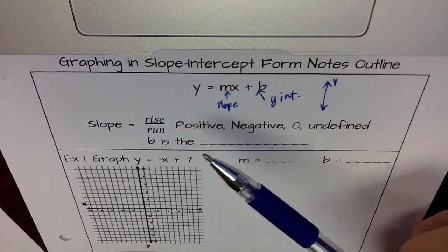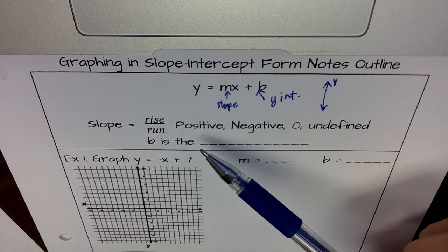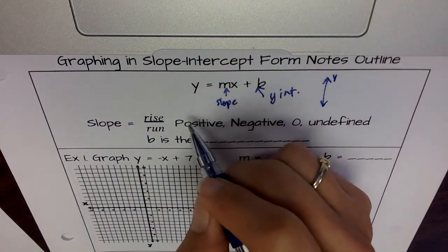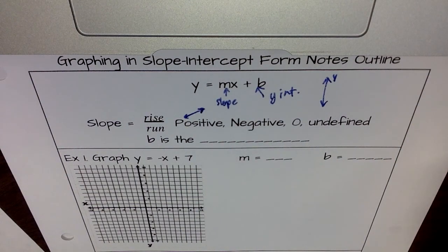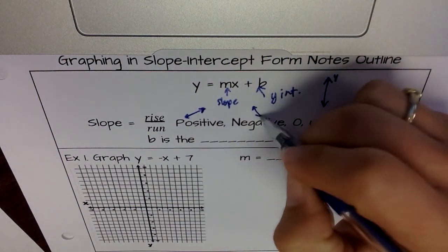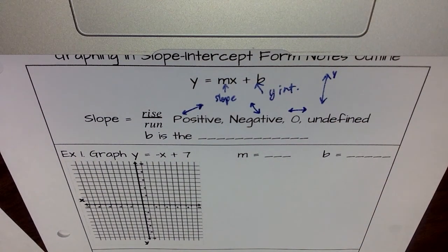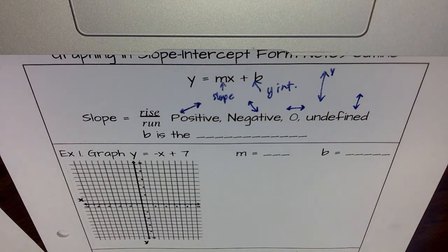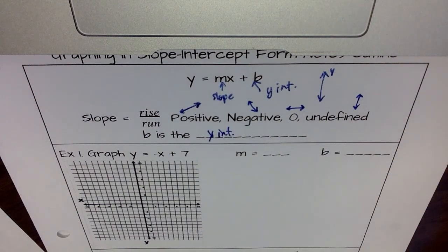Just a little reminder, slope is rise over run. Remember, we count vertically and then horizontally. And the slope can be positive, negative, 0, or undefined. If it is a positive slope, it's going to slant in the direction that we read from left to right. It's going to slant up. If it's a negative slope, it's going to slant down. A 0 slope is a horizontal line, and an undefined slope is a vertical line. It's just a review. And of course, we already said b is the y-intercept, where it crosses the y-axis.